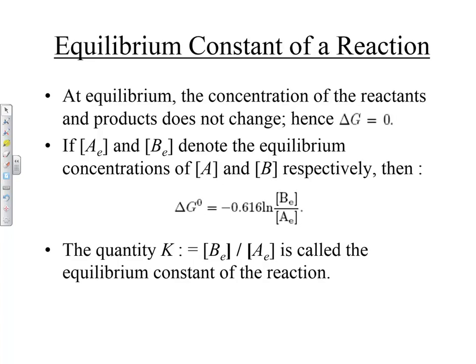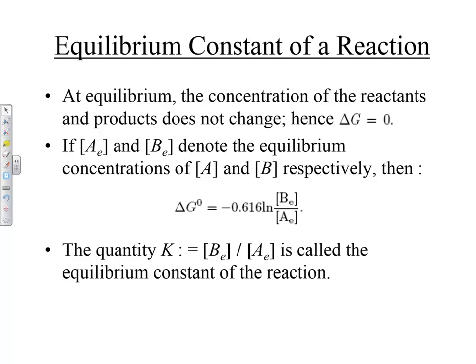So at equilibrium, the concentration of the reactants and products does not change, hence delta G is 0. If A sub E and B sub E denote the equilibrium concentrations of A and B respectively, then the formula for delta G superscript 0, the standard free energy change, is minus 0.616 natural log of B over A sub E. So if you want a reaction where, at equilibrium, the concentration of the product B will be much higher than that of the reactant, this reaction better have a highly negative free energy change.